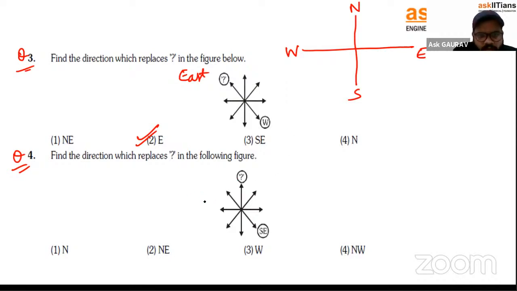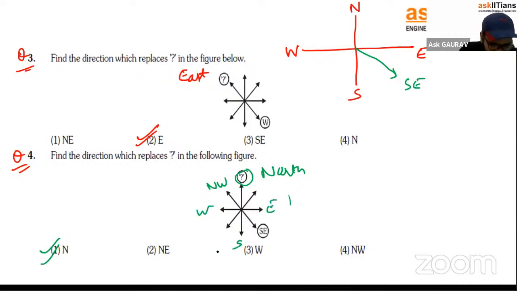Yeah, see, question number 4, this is southeast. This diagram is basically of standard directions, right? So southeast is there, and the question is asking for this question mark. Question mark will be north, right? This is southeast, then opposite of southeast is northwest, and this will be your north, this will be your west, this will be your east, this will be your south. Is that clear?